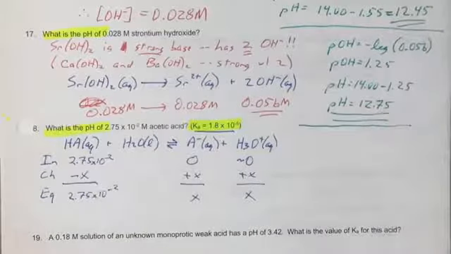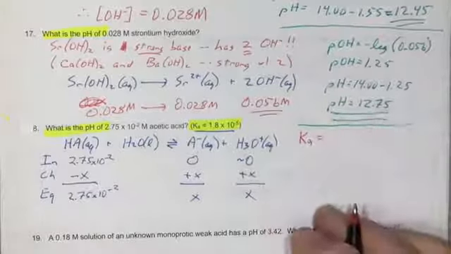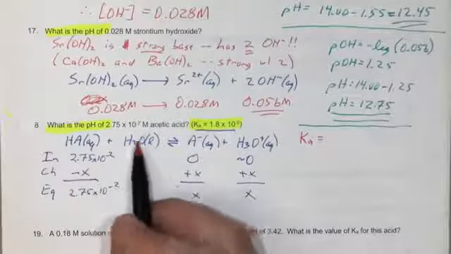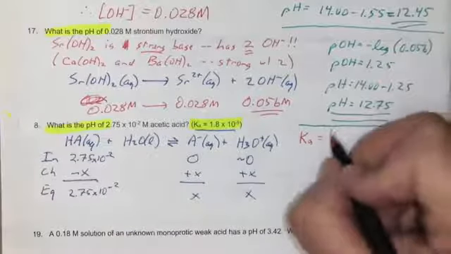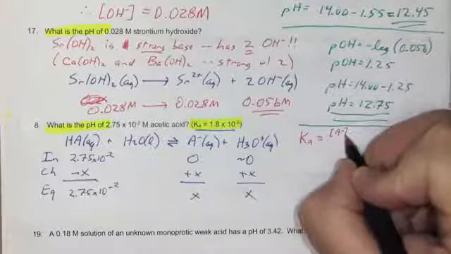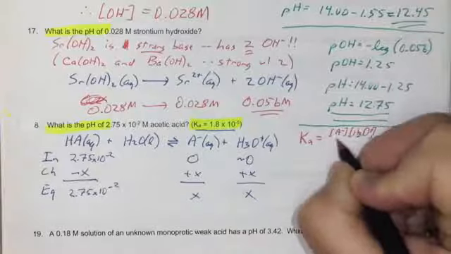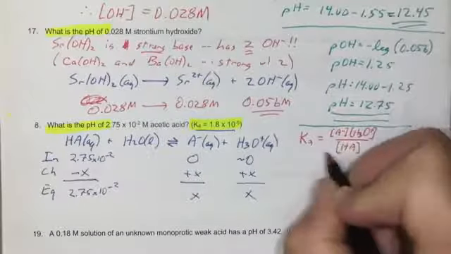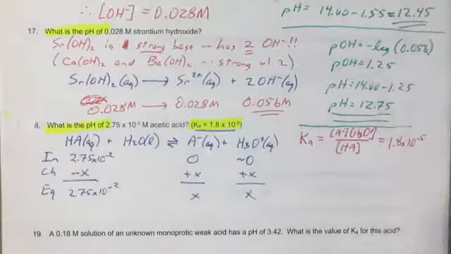Let me draw a line here to distinguish it from the previous problem. And here's what Ka looks like. Ka is an equilibrium constant for an acid. It's just like every other equilibrium constant. We'll take products over reactants. We leave water out. Remember, in a heterogeneous equilibrium, you omit the solid or liquid. So in the numerator, A minus times the concentration of hydronium, divided by the concentration of HA. And that's equal to 1.8 times 10 to the negative 5.